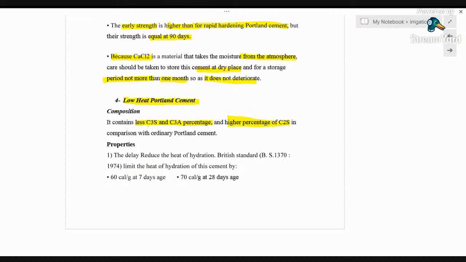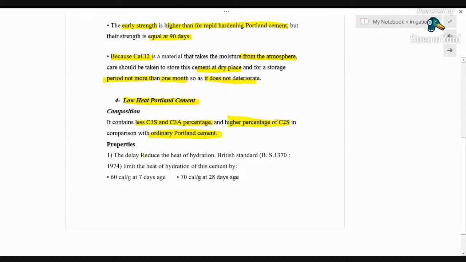C2S amount will be more because C2S is responsible for the strength being gained much later on. At a later stage, we want the strength. We do not want the strength to be gained very rapidly at the initial stage. We want it at a later stage. So in low heat Portland cement, there is a higher percentage of C2S as compared to ordinary Portland cement. So for low heat cement, remember: less C3S and C3A, higher C2S.